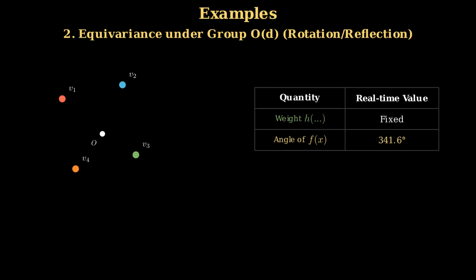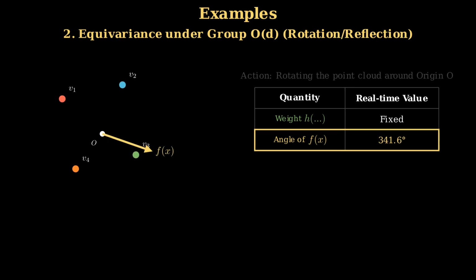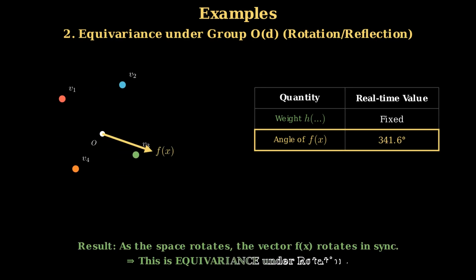Let's observe this behavior. We have our invariant weights, and the angle of our output vector. As we rotate the point cloud, the angle of the output vector changes by the exact same amount. This perfectly demonstrates equivariance. The output rotates perfectly in sync with the input.